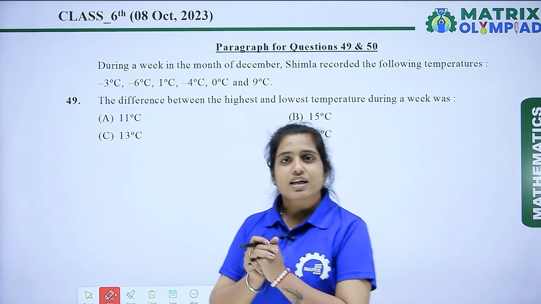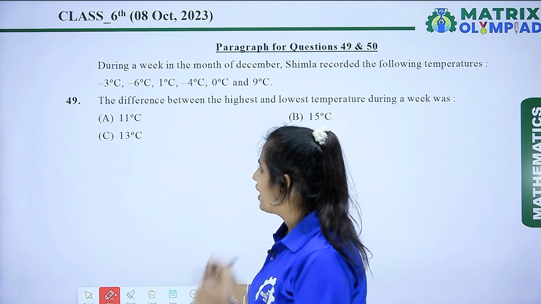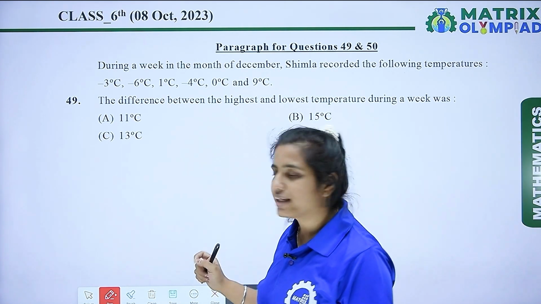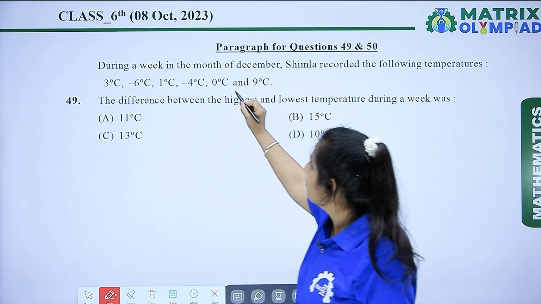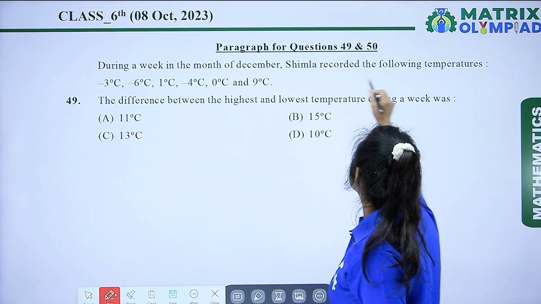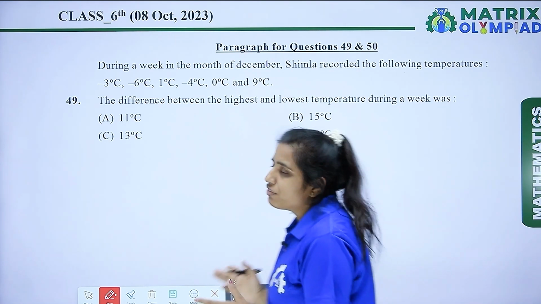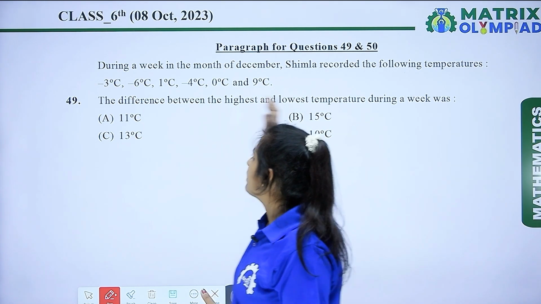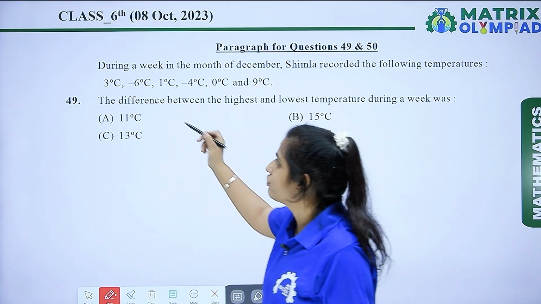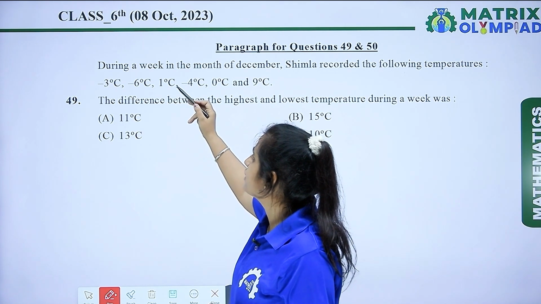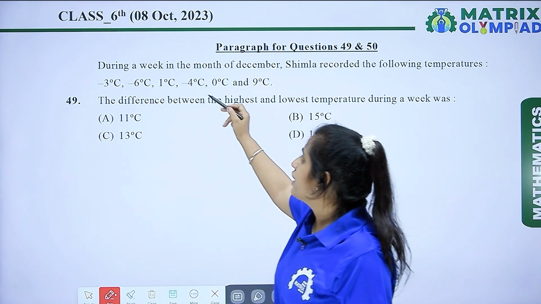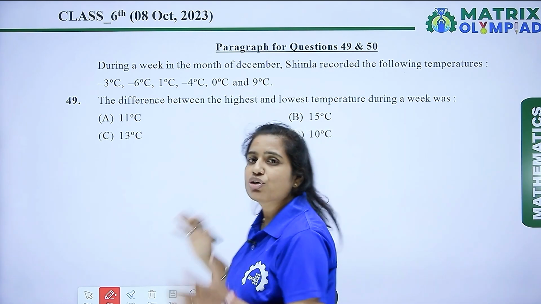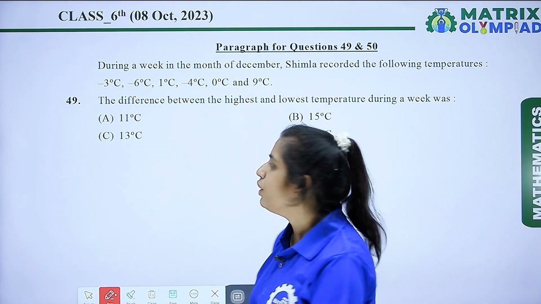Now let's start the next question, that is question number 49. And this is also based on your paragraph type. तो ये paragraph जो है वो क्या कहता है, during a week in the month of December, Shimla recorded the following temperature. December week के अंदर कुछ temperature note down करे गए हैं शिमला के, और वो इस तरह से आपको दे रखे हैं, जैसे -3 डिग्री सेल्सियस, -6 डिग्री सेल्सियस, +1 डिग्री, -4 डिग्री, 0 डिग्री सेल्सियस और 9 डिग्री सेल्सियस. तो अब इस इंफॉर्मेशन को यूज में लेना है आपको और 49 क्वेश्चन को अटेम्प्ट करना है.